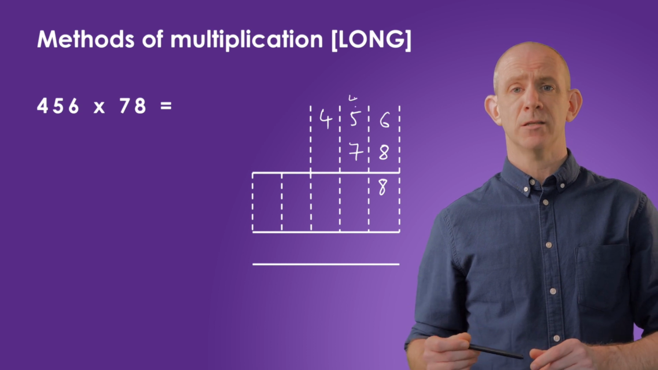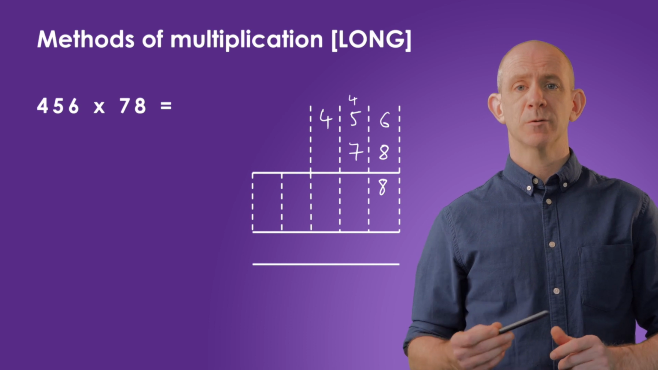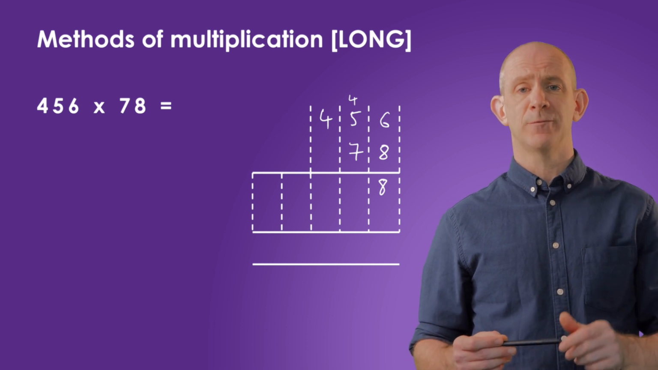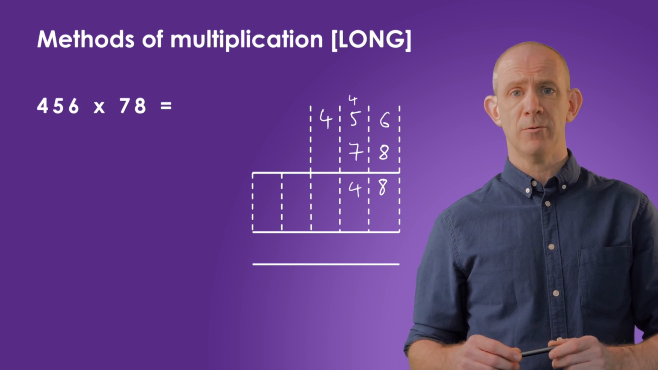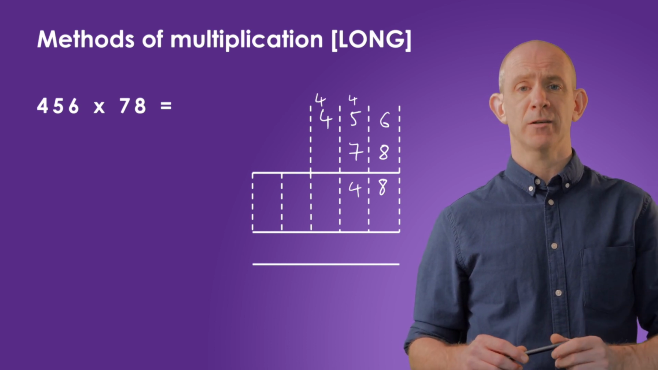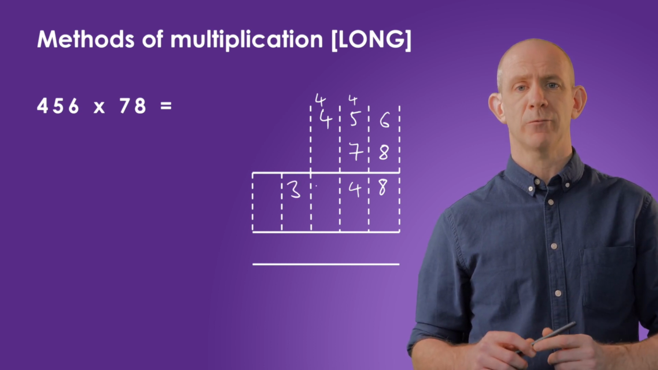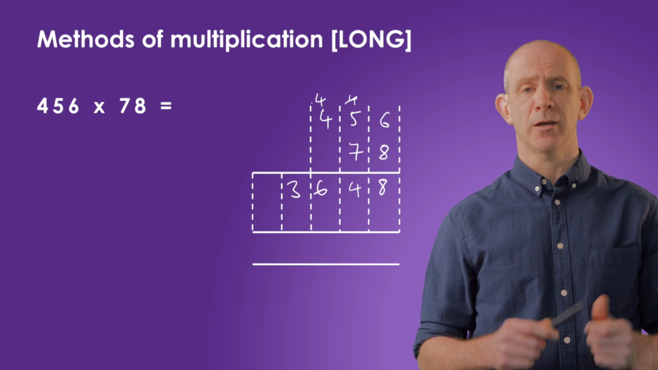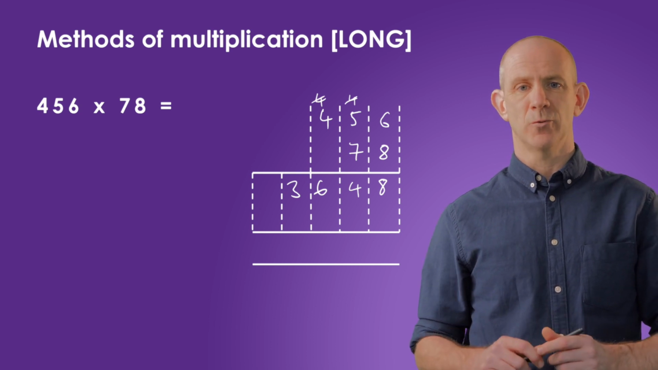I'm going to write the 8 underneath and put the 4 above the next place value. 8 times 5 would give 40, and then I add that 4 on to give 44. I'm going to write the units of 4 underneath the 7 and put the 4 above the next 4. 8 times 4 would give 32, plus the 4 would give 36, and I can write that whole thing underneath the number line, 3,648.